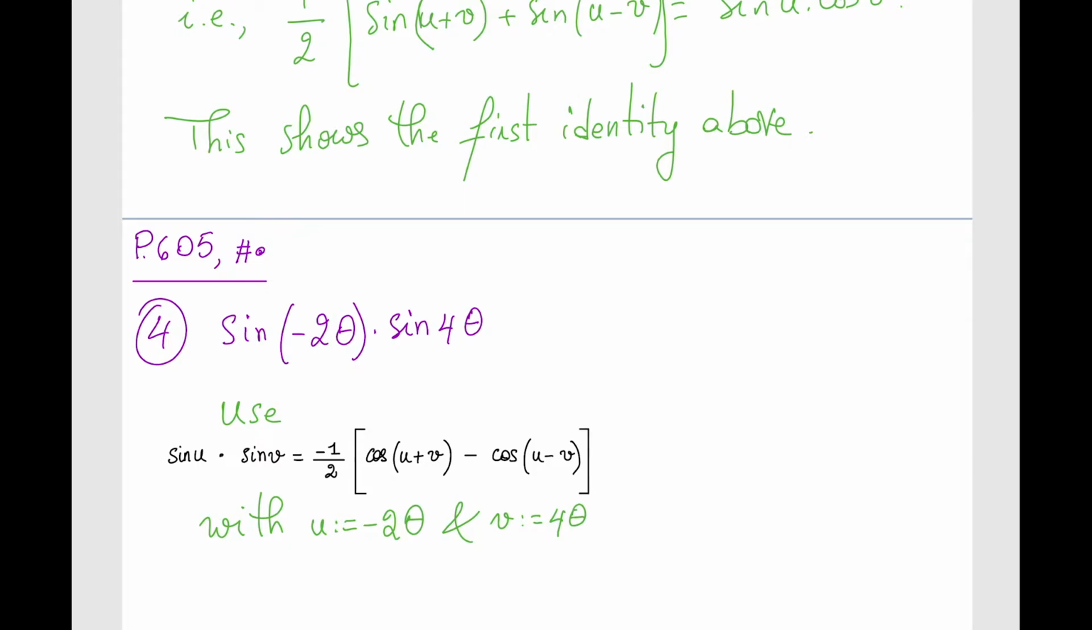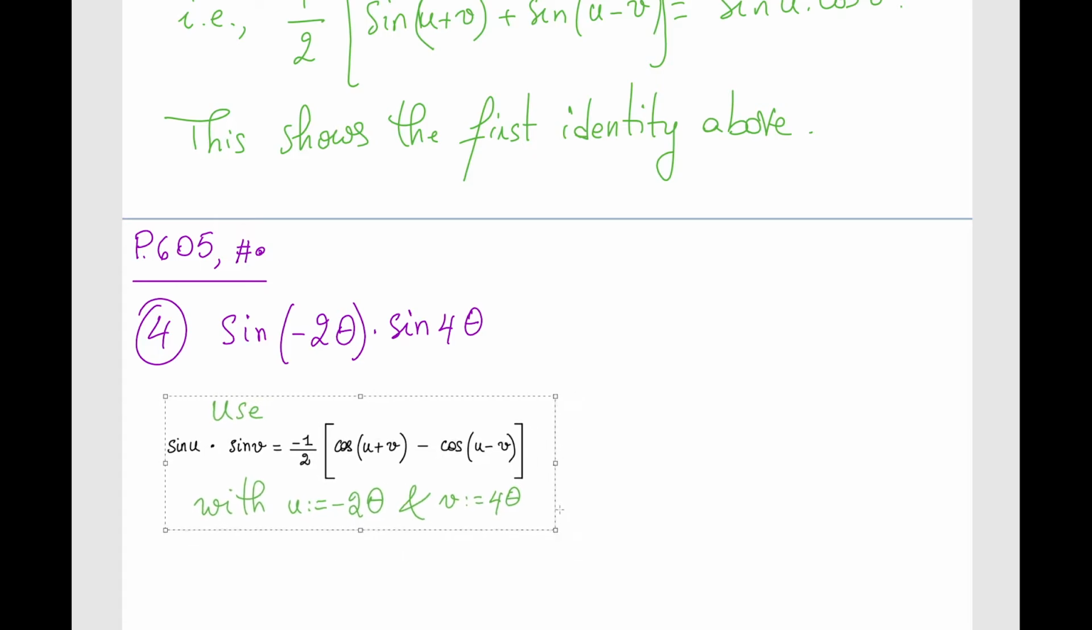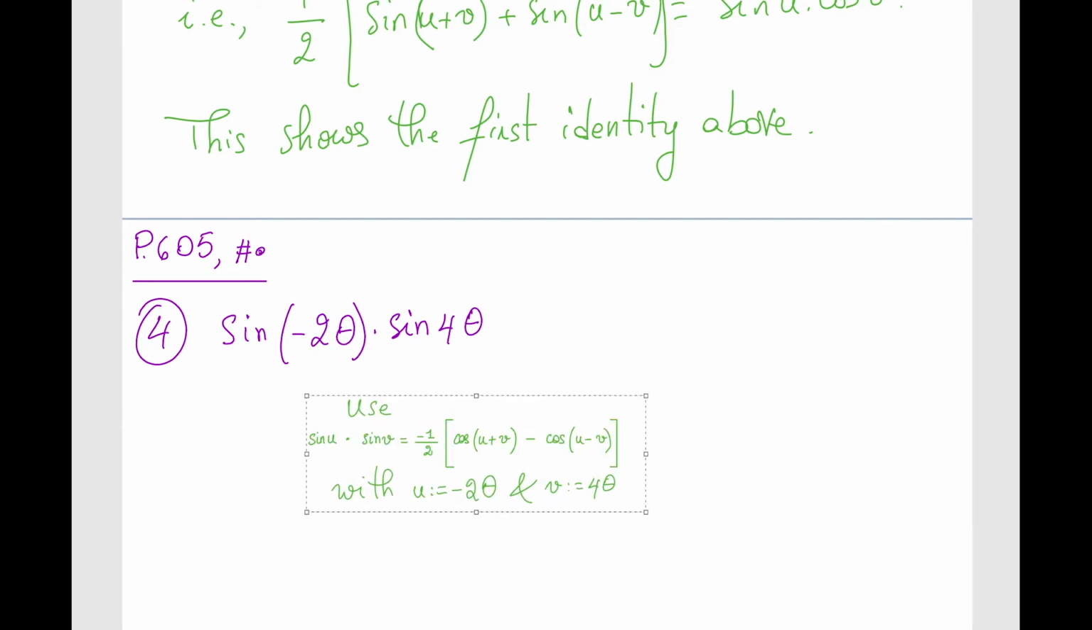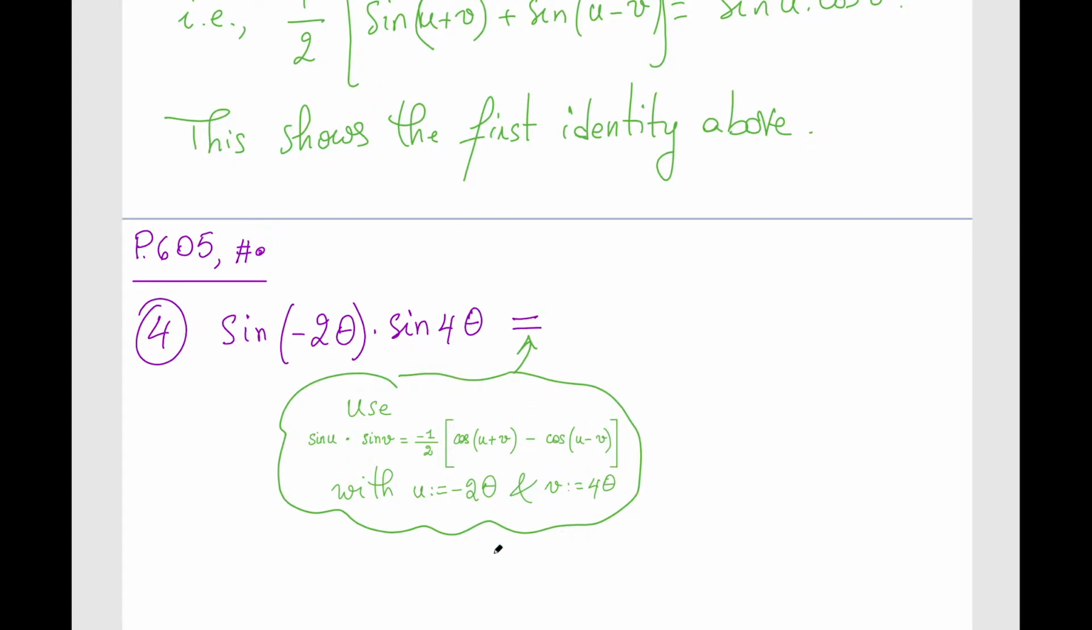Okay. Let me actually change the color of this guy to be all green. Let me make it smaller. Okay, so we're gonna apply this right here, right? And as we said, the u is gonna be -2 theta and the v is gonna be 4 theta.